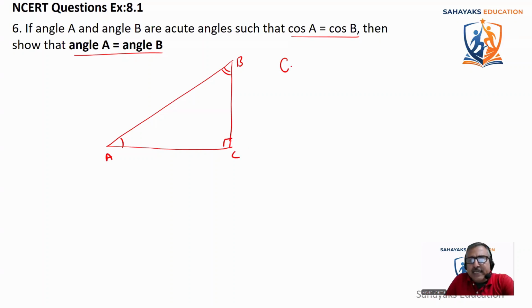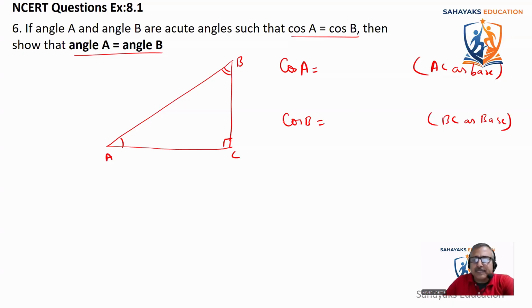So when we're taking cos A, we have to take AC as base. And when we're talking about cos B, we have to take BC as base. Please remember this part. The line adjacent to the angle which we're talking about should be considered as the base. So basically the base will be different in cos A and cos B. Now cos A is equal to AC divided by AB.